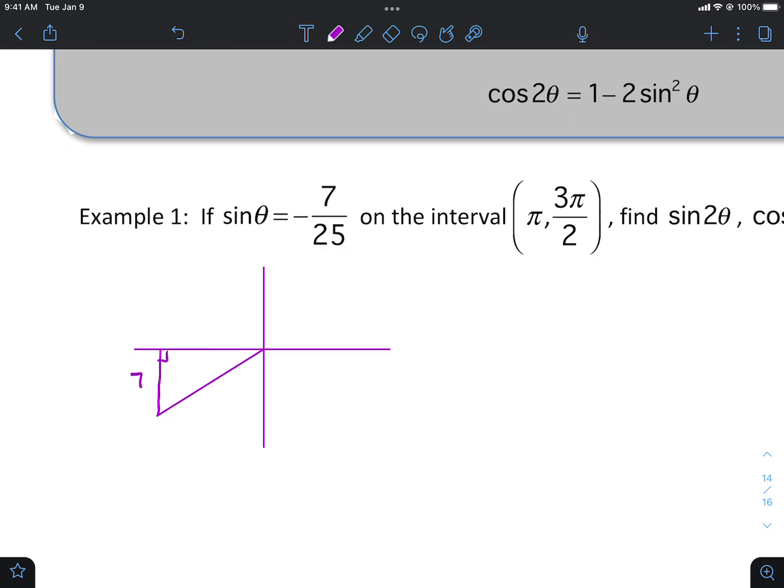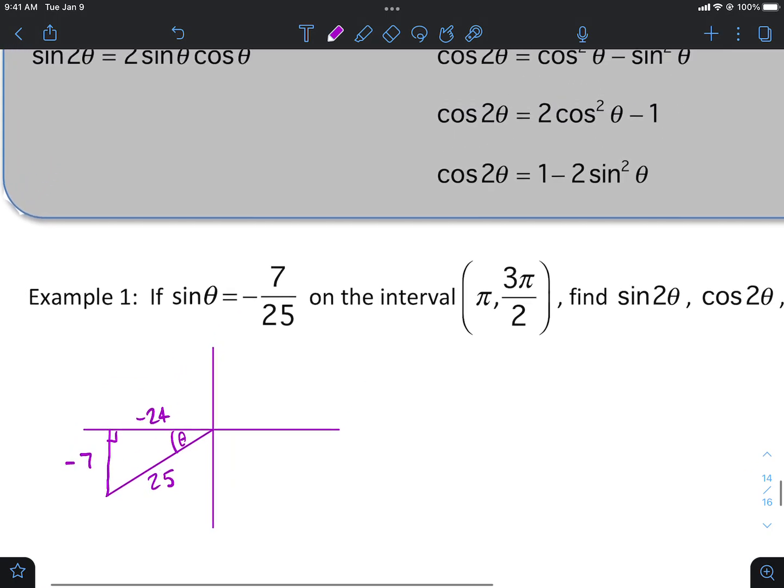being 7, the hypotenuse being 25, and to get the signs to match up, we'll make sure that's negative 7 right there. Once you do Pythagorean theorem, it does come out to where you have negative 24 for that side. We're going to assume you can do that pretty quick. Now that we have our angle, I'll label it theta to help keep this organized.